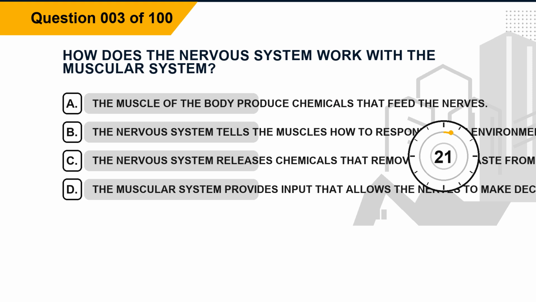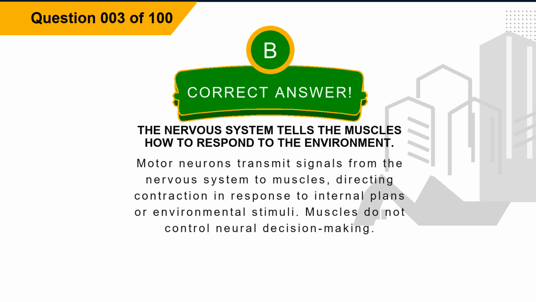Question 3. How does the nervous system work with the muscular system? Option A. The muscle of the body produce chemicals that feed the nerves. Option B. The nervous system tells the muscles how to respond to the environment. Option C. The nervous system releases chemicals that remove excess waste from the muscles. Option D. The muscular system provides input that allows the nerves to make decisions. The correct answer is option B. The nervous system tells the muscles how to respond to the environment. Explanation. Motor neurons transmit signals from the nervous system to muscles, directing contraction in response to internal plans or environmental stimuli. Muscles do not control neural decision-making.